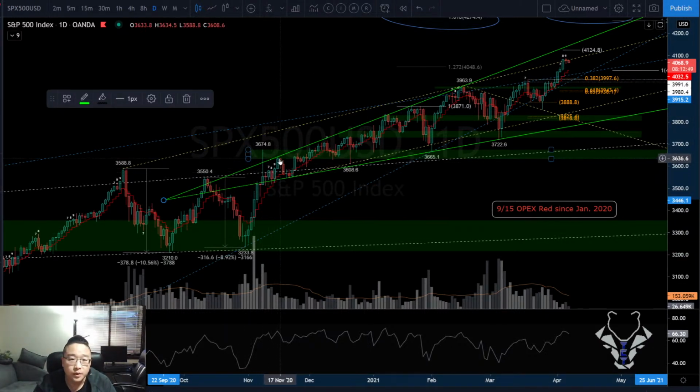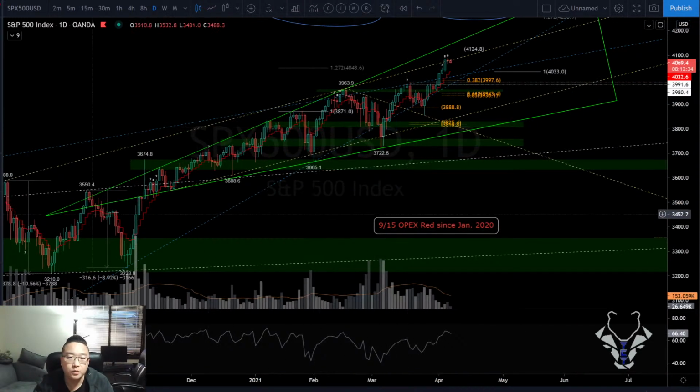Since then, we've seen multiple rejections. 1, 2, 3, 4. 4 rejections on the upper trend line, and 1 didn't touch. 3 bounces from the lower trend line so far. So this green upper rising megaphone is still the main pattern I'm watching. Now let's go over each of the trend lines, what we could be looking at.